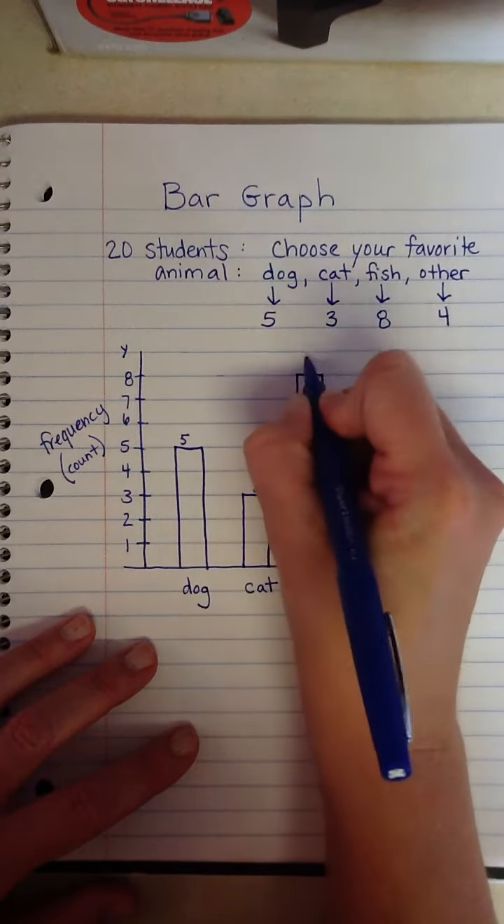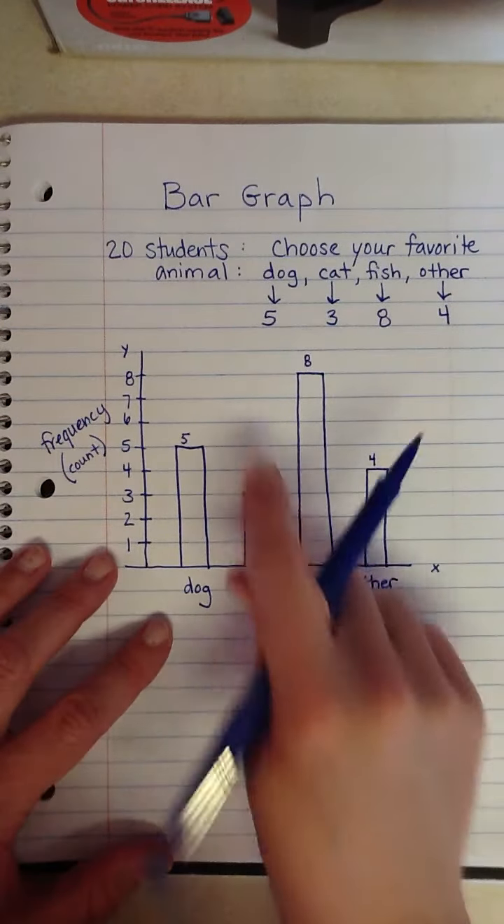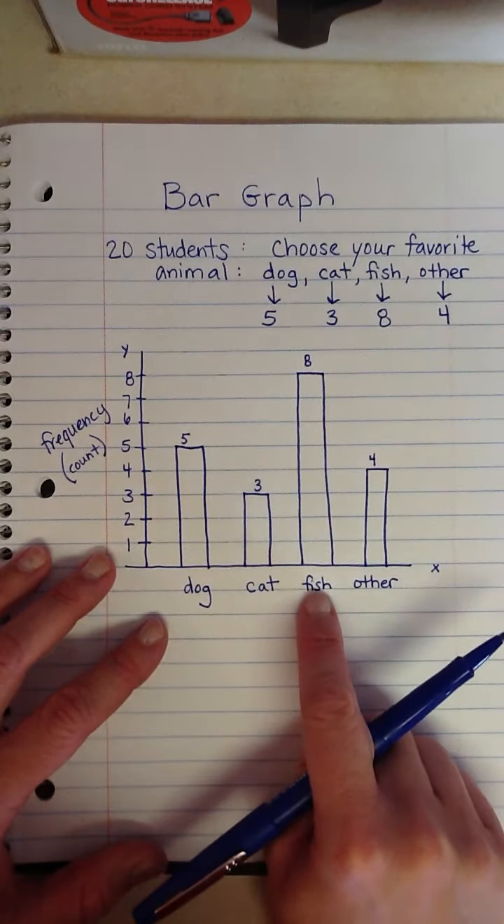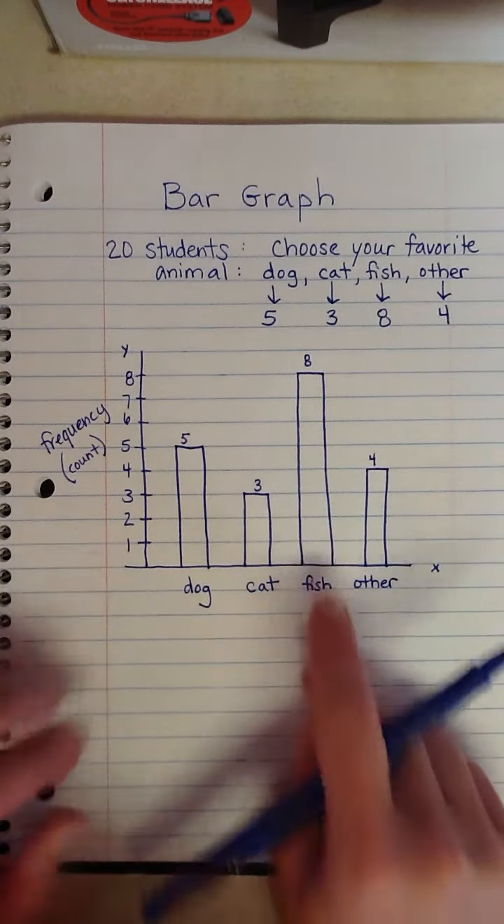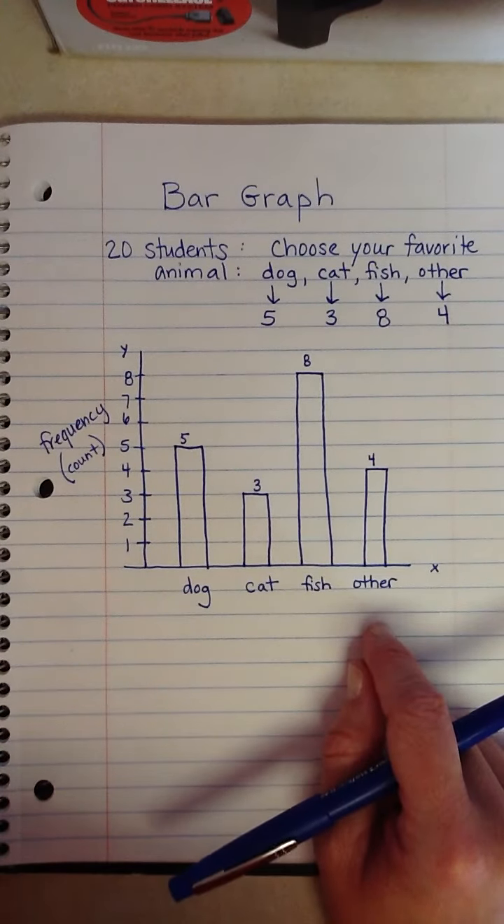You don't have to do that, but you can. But it just makes it very clear which number of students said fish. And I can clearly see that by the bar. I can see which one is the tallest, the shortest, and making comparisons is very easy to do.